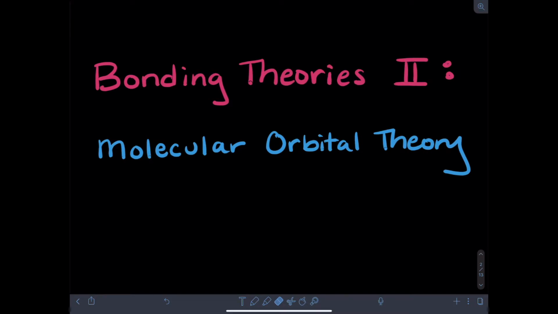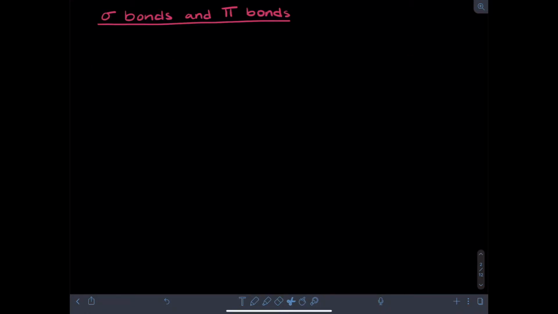Hi folks! The following video is our second one on bonding theories. I'm going to be discussing molecular orbital theory. Before diving into molecular orbital theory, I want to highlight some differences between sigma bonds and pi bonds.